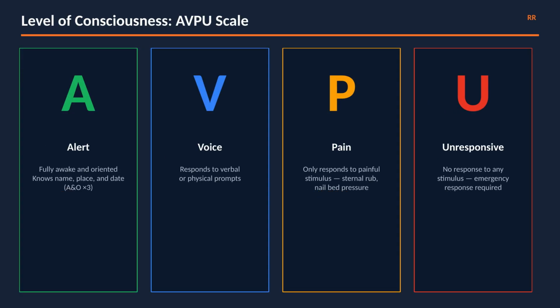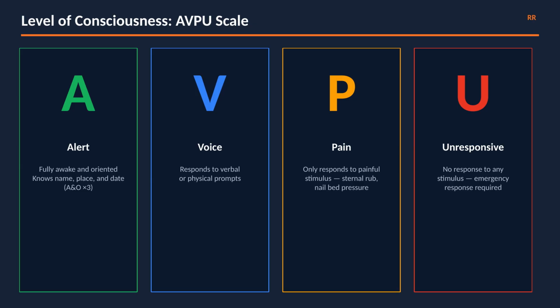The AVPU scale gives a rapid, standardized assessment of a patient's level of consciousness. A. Alert. Fully awake, oriented to person, place, and time. Alert and oriented times 3. This is your baseline normal.